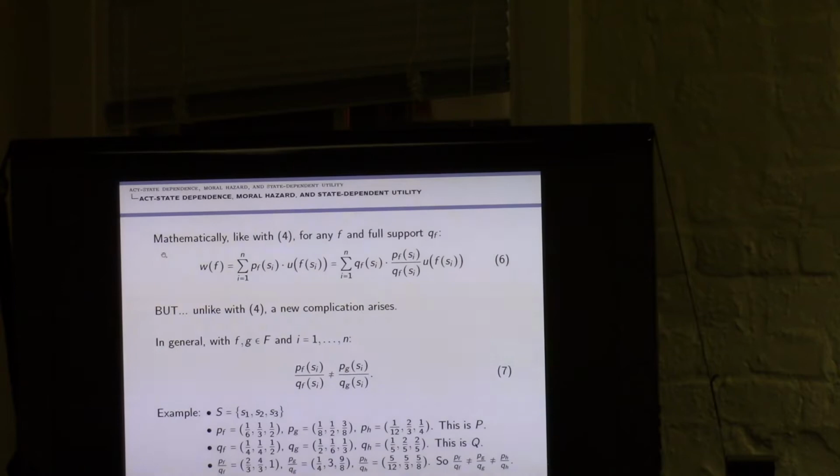I picked, although I'm afraid it might be too small for some members of the audience, a very simple case. You have three states and you have three act-dependent probabilities. Let's assume they are observed in the data.